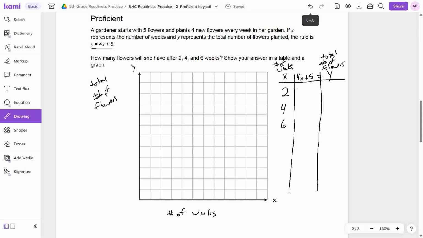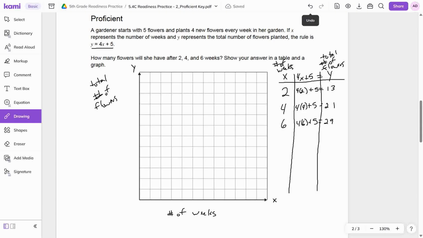So I'm just gonna take my 4, substitute that 2 into where the x is, and then make sure to add 5. So 4 times 2 is 8. 8 plus 5 is 13. Now I'm going to take that 4, I'm going to substitute in my 4 for my x, add the 5. So now I've got 16 plus 5 equals 21. And then I've got my 4, substitute in the 6 for the x, that's 24 plus 5. And that's going to equal 29.